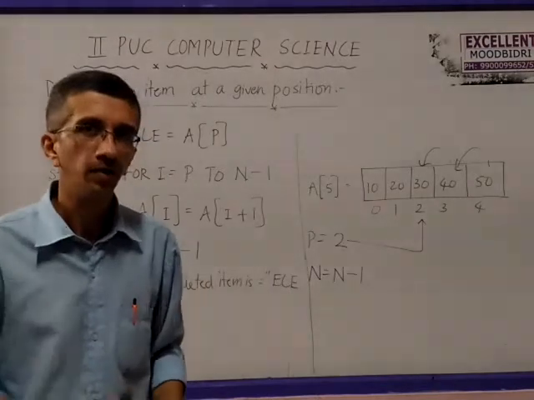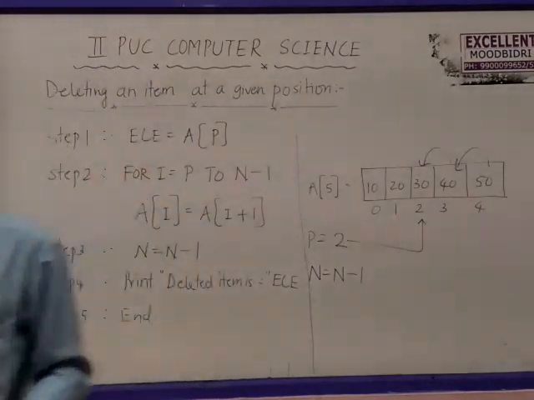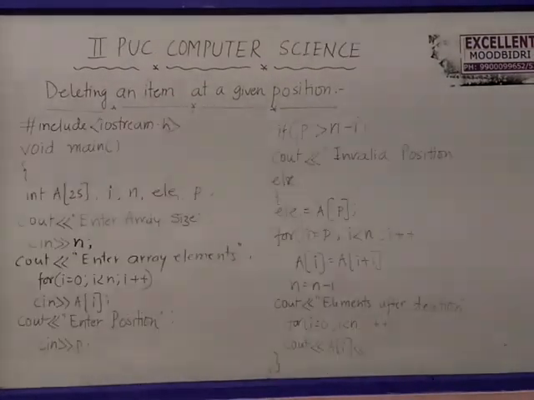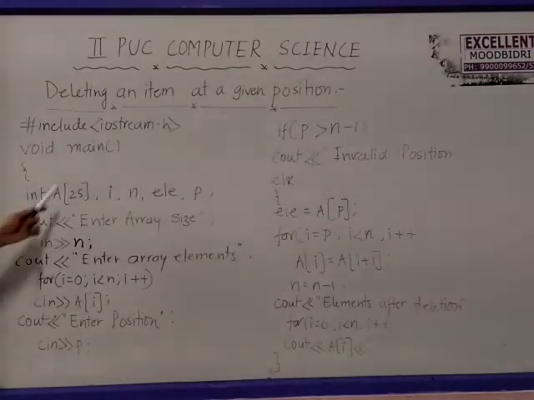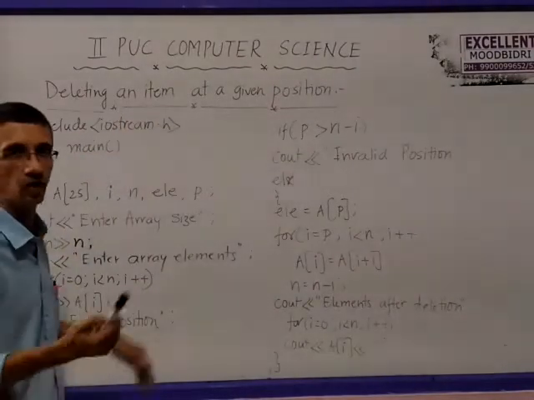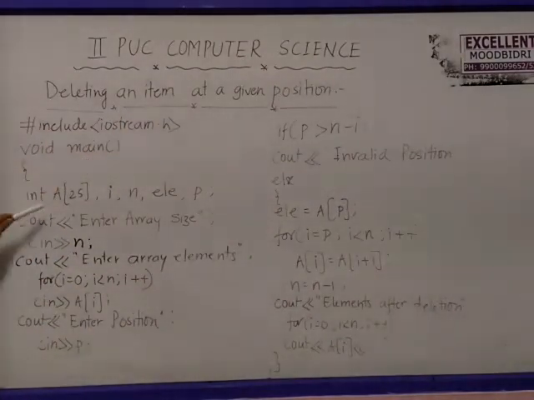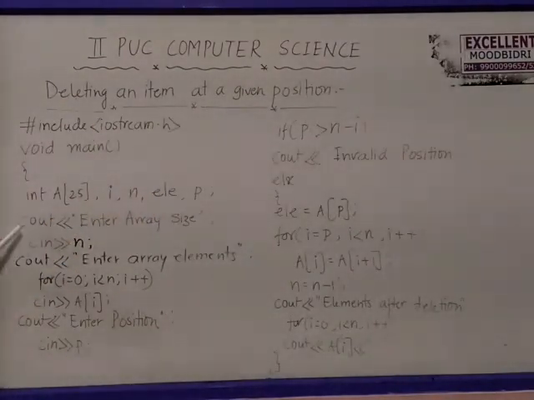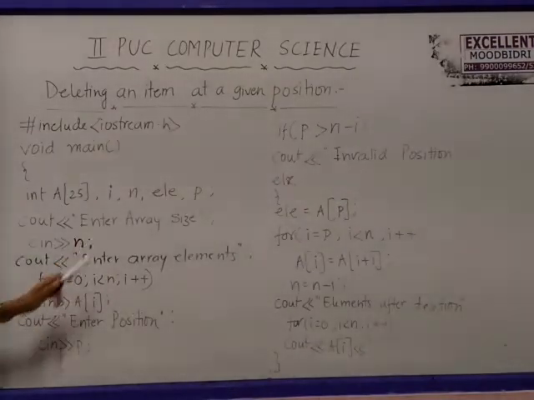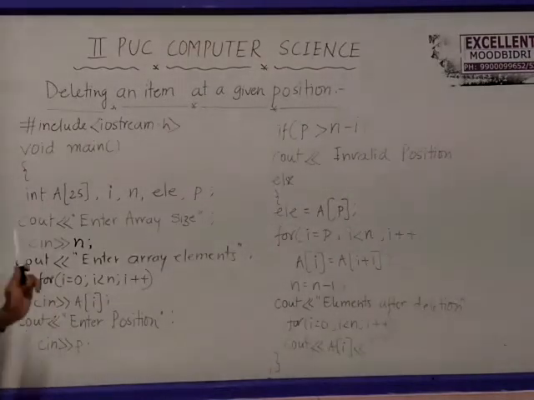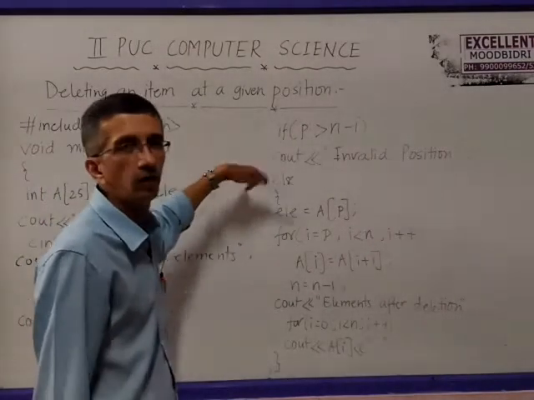Now let us write the program to show this deletion of an item. Now let us see the program. I have written the program already. According to the algorithm, recall the algorithm. Void main, int A of 25, I, n, element and the position. Enter the array size n, enter the array items, scanf in A of I as usual. Enter the position to delete P. Now a small validation for P.